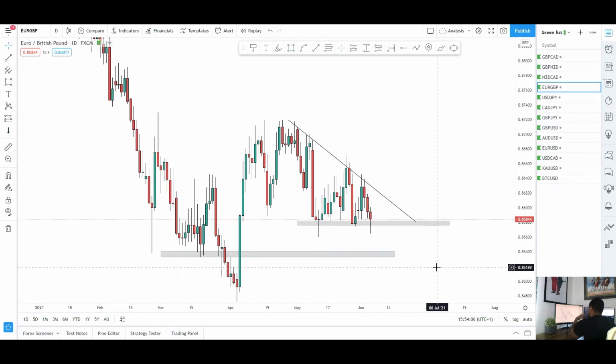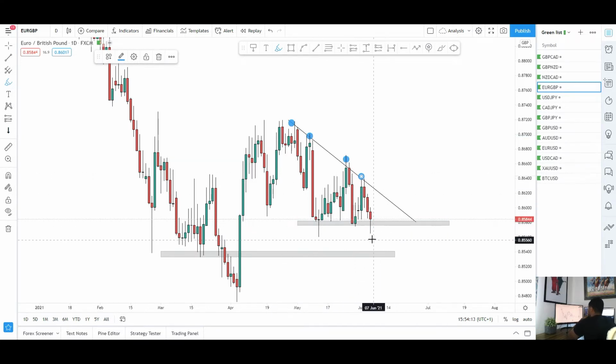So Euro GBP still bearish market. You can still see we're making lower lows, lower highs here. Not really lower lows because we're struggling to break past that support, but we are still making lower highs.